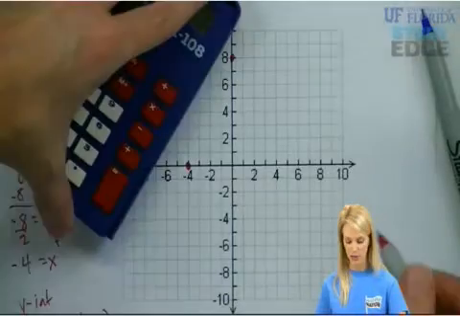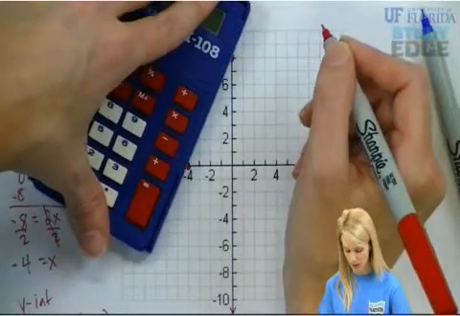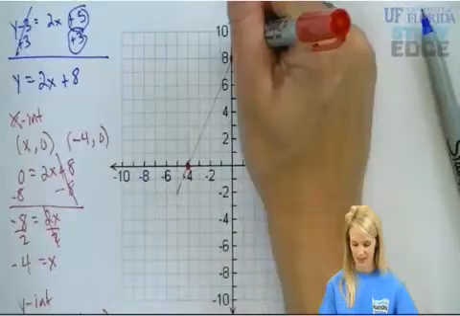Now what do we need to do? We just need to connect them. Once we connect them, that will give us our line. Let's add some arrows.